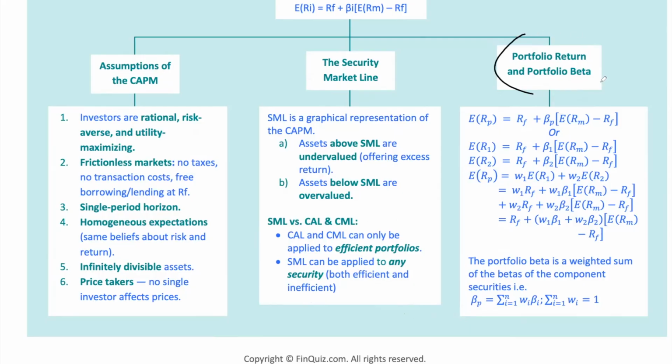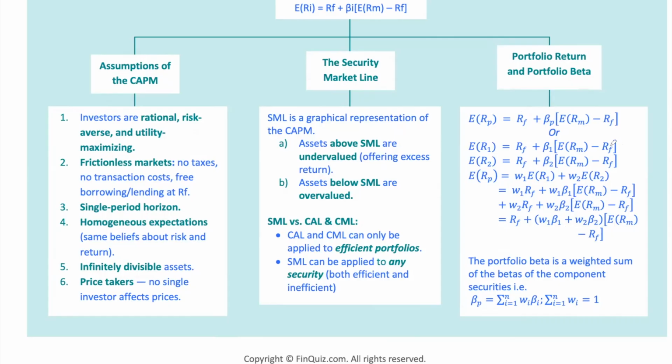Now let's talk about portfolios, because this is where CAPM really starts to work in real life. The expected return on a portfolio follows the same CAPM structure. It's the risk-free rate plus the portfolio beta multiplied by the market risk premium. Here, beta P, the portfolio beta, is just the weighted average of all the betas of the individual assets in your portfolio. So if you've got a mix of, say, Apple, Exxon, and some bonds, each with different betas, your portfolio beta reflects that combination, weighted by how much you've invested in each.